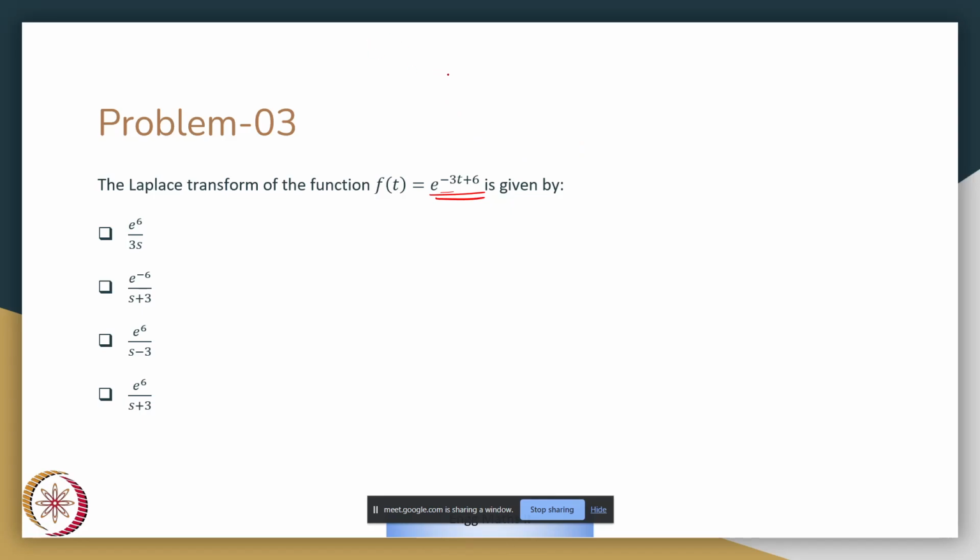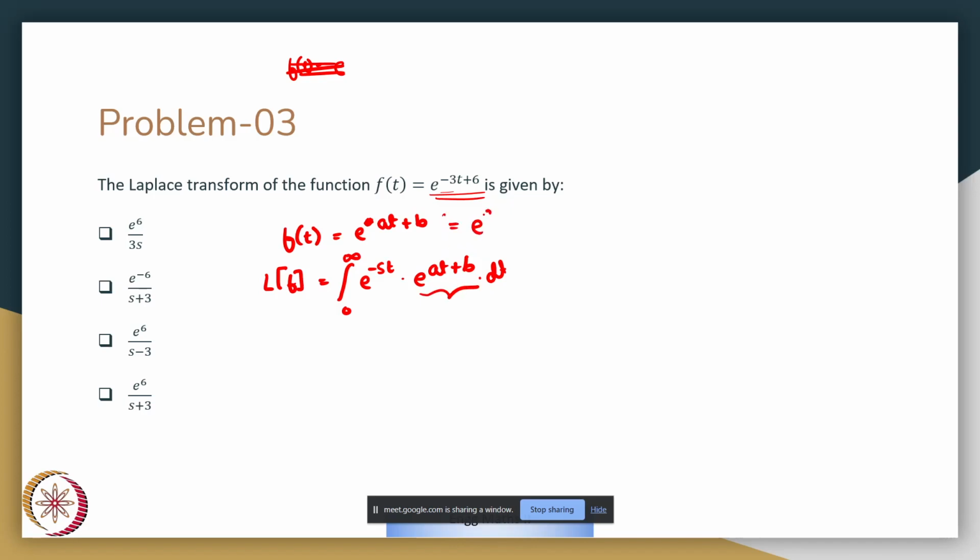Okay, so first thing to notice, a general function would be f of t is equal to e raised to at plus b. If this is my general function f of t, then my Laplace transform of f would look like integral 0 to infinity e raised to minus st e raised to at plus b dt. I could decompose this to essentially be e raised to at into e raised to b.